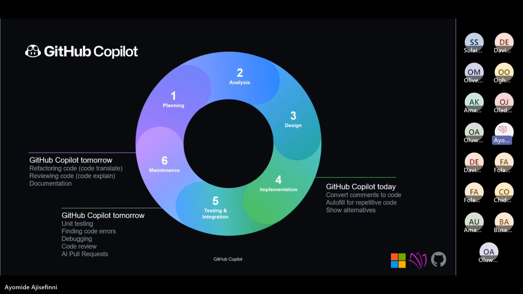So we want you to see GitHub Copilot as everything around your entire process, the entire software development lifecycle. From planning, we are there. From the analysis, we are there. The design, we are there. The suggestion is coming right there. Implementation, we are there. Testing and integration, we are there. Even future improvements, maintenance, debugging, we are there.